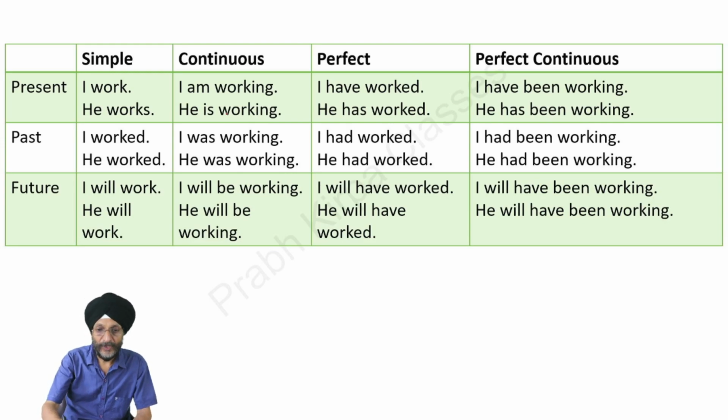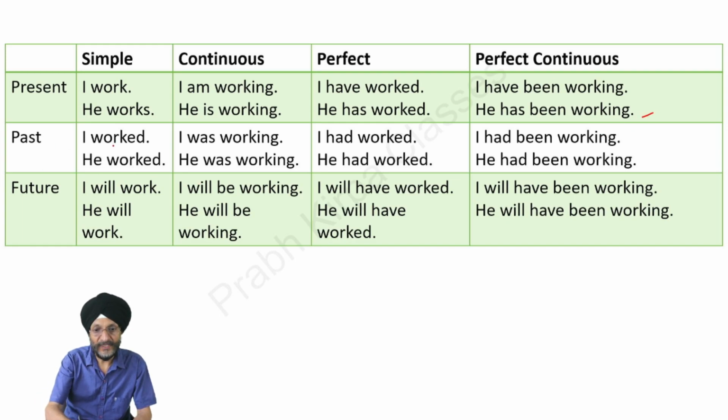Now we have given the picture of examples of these tenses. When we talk about present simple, the example is I work, he works. Present continuous: I am working, he is working. In the case of present perfect: I have worked, he has worked. And in the case of present perfect continuous: I have been working, he has been working, they have been working.